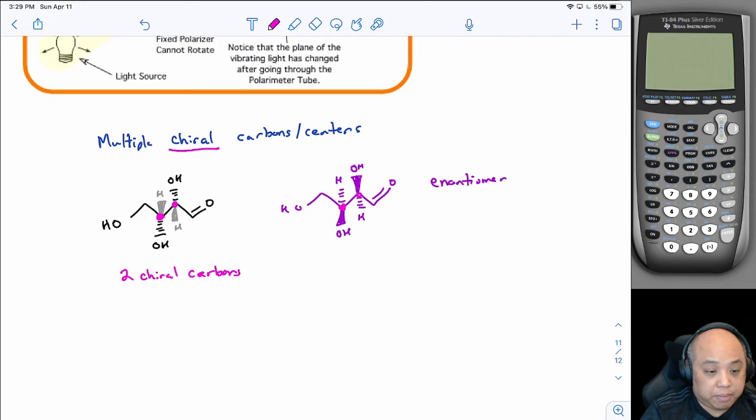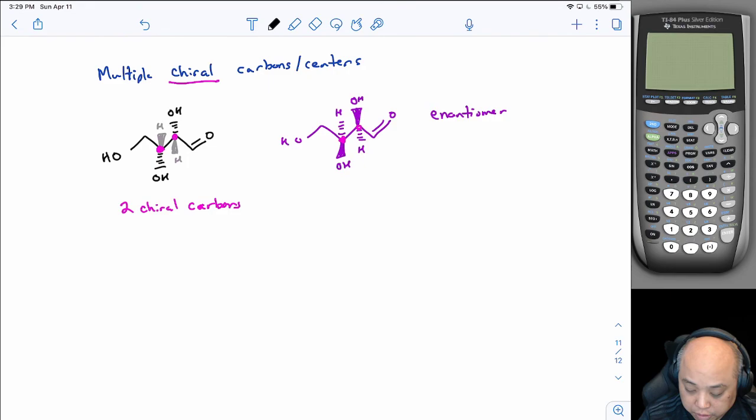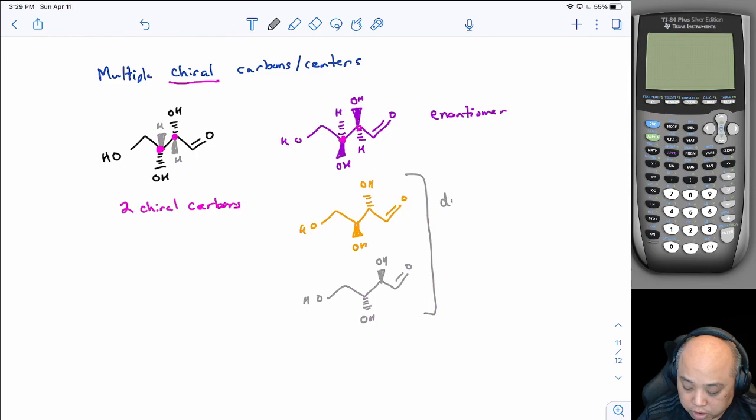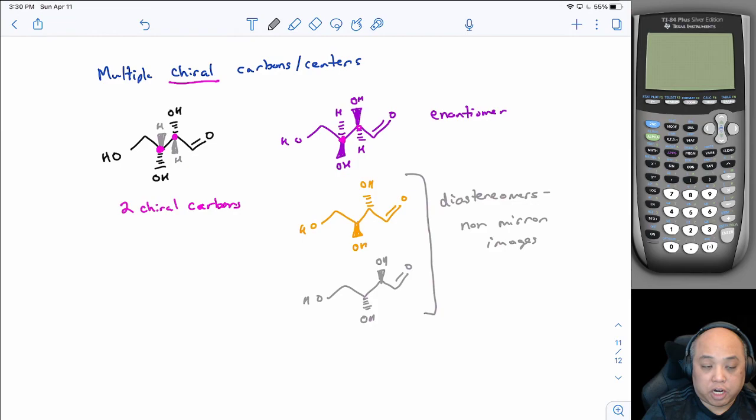But the issue is sometimes when you only have one flipped and one not flipped, you run into another type of isomer. Let me show you something like this. Let's say I flip this one, but I don't flip this one. These two are called diastereomers because they are non-mirror images. Not every single chiral carbon has been mirror imaged, so they are a different structure, but they are not a mirror image. When you have more than one chiral carbon, you have the possibility of diastereomers.